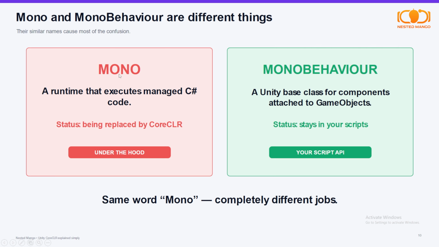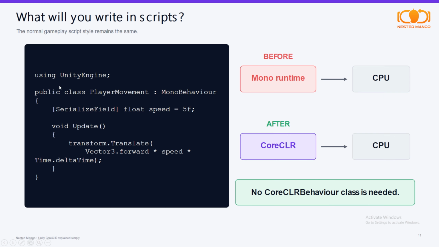Mono is, you can say, a compiler that executes managed C# code, and MonoBehaviour is a Unity base class. What you write in the script is the same, so there are no changes in the script. Whenever you write static variables, you have to handle them differently: you have to reset them and clear any subscriptions. That was always the standard way, so if you are following that, that is great.